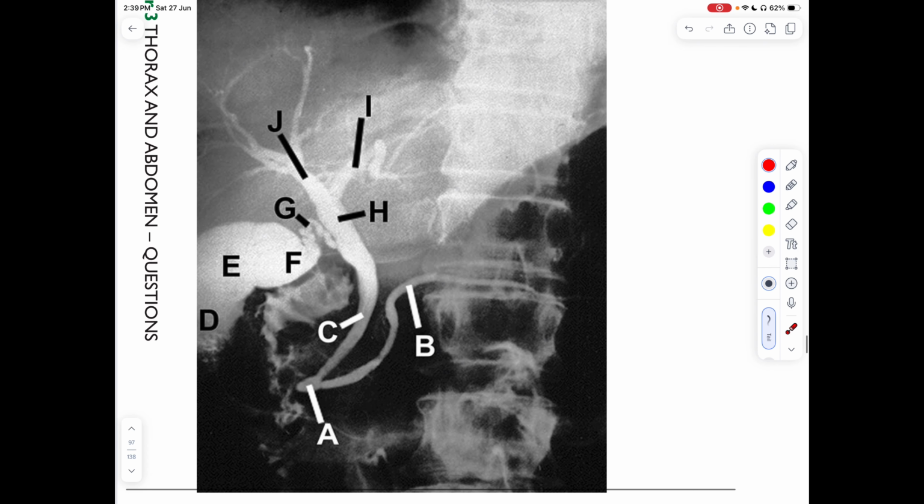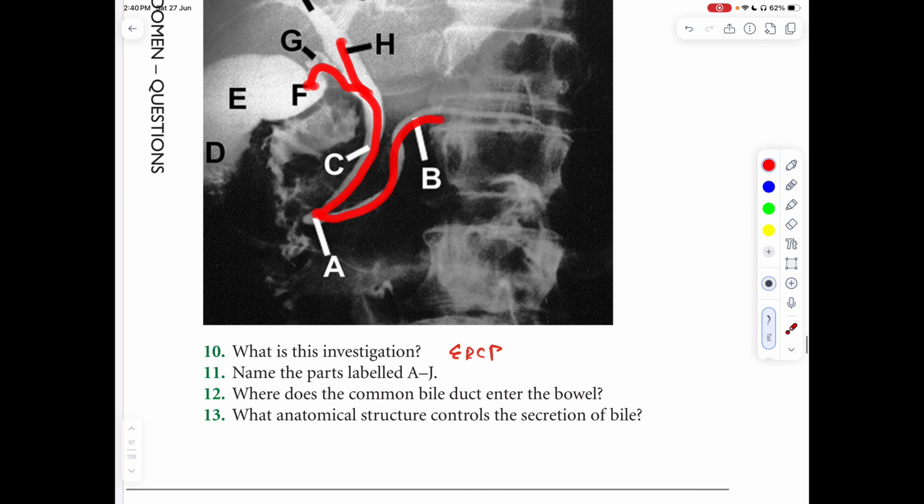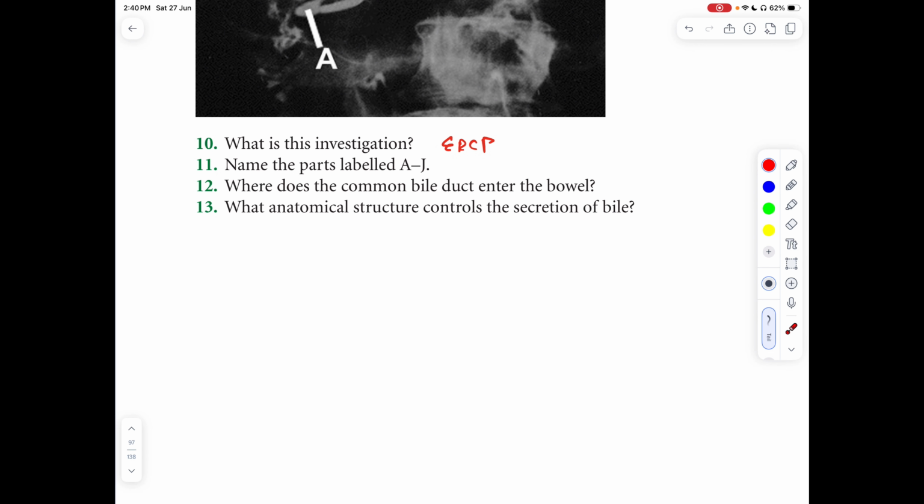And this again is a picture showing ERCP, endoscopic retrograde cholangiopancreatography. This is the pancreatic duct, this is the common bile duct, this is the hepatic duct, this is the cystic duct. This is right hepatic, left hepatic, common hepatic, and cystic duct, which form the common bile duct and it opens here. Where does the common bile duct enter the bowel? Medial, posterior, middle side, the sphincter of Oddi controls secretion.